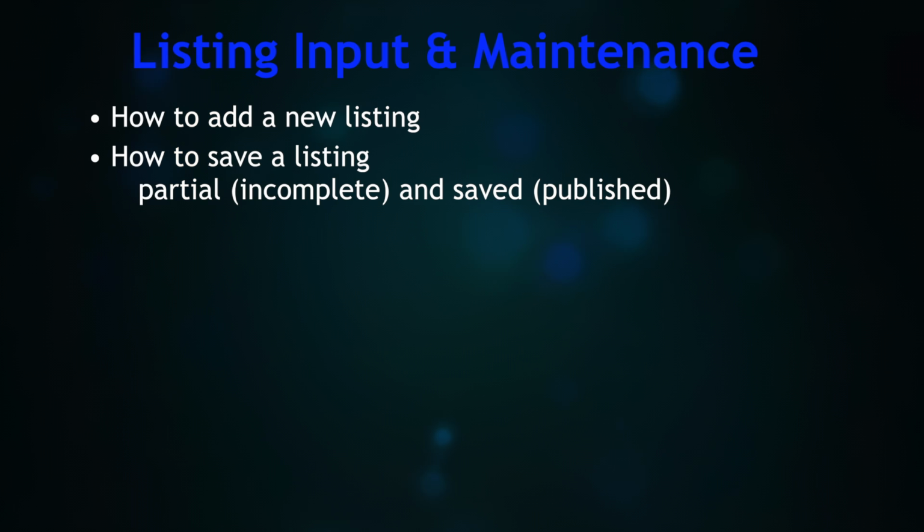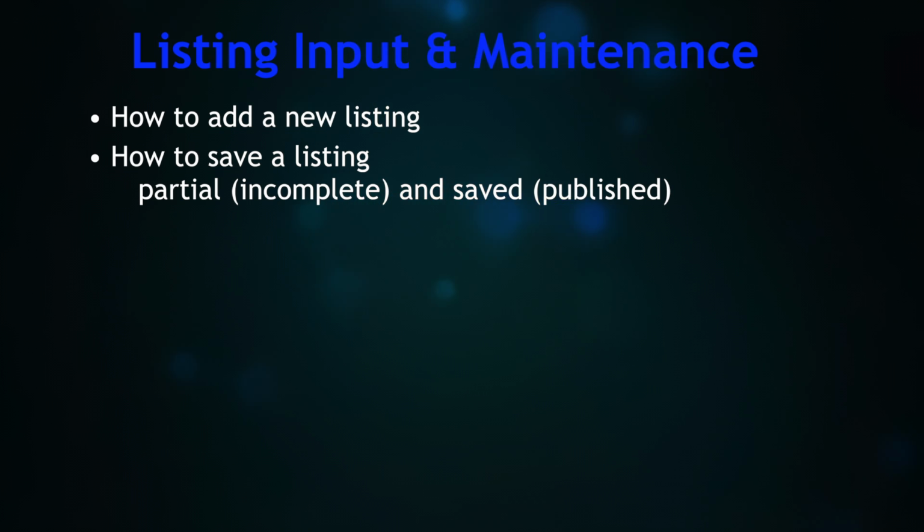A partial listing is a listing that has information inside Paragon, but it's not been made available to other users of Paragon. It's available to you, your broker, and your office admin. Once that listing has been saved as a complete or published listing, it's then available to other agents to do property searches on and do automatic email notifications.